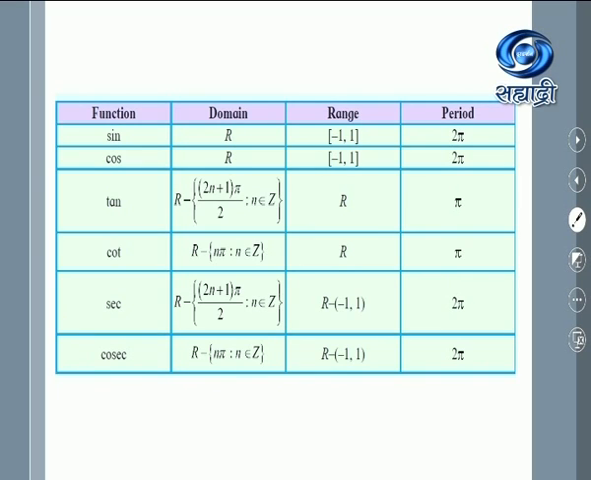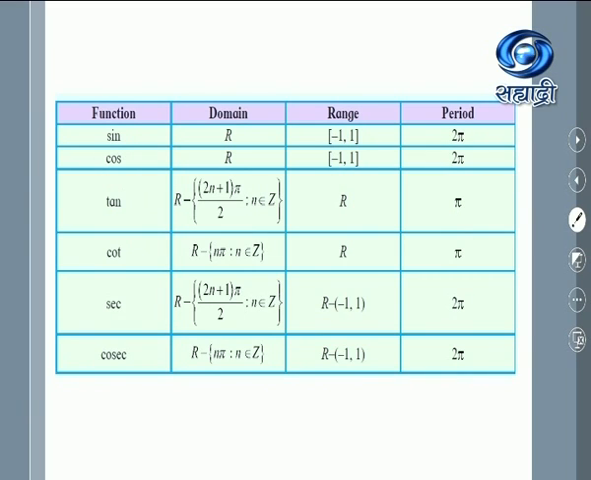What is the range? Range is again from the set of reals. You will have to exclude the open interval -1 to 1, and the period is 2 pi. So this table you have already done, but to study the inverse functions of all these trigonometric functions, you will have to remember all these: the domain, the range, and the period. So once again, I repeat, sine function: the domain is the set of reals, the range is the closed interval -1 to 1, the period is 2 pi.